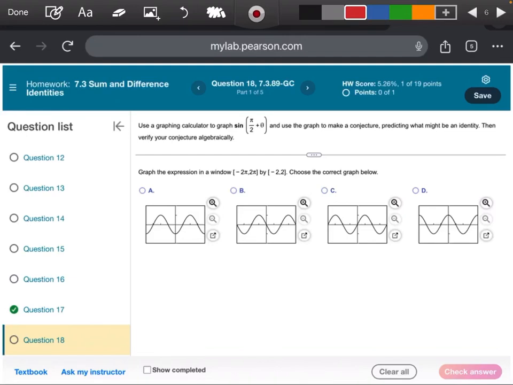All right, y'all. So this is number 18 out of 7.3. And the directions here are telling us to use a graphing calculator to graph y equals sine of pi over 2 plus theta. And then use the graph to make a conjecture, which might be an identity, and then verify our conjecture algebraically. Okay, so let's take a look here, y'all.